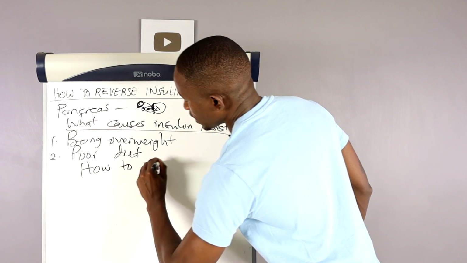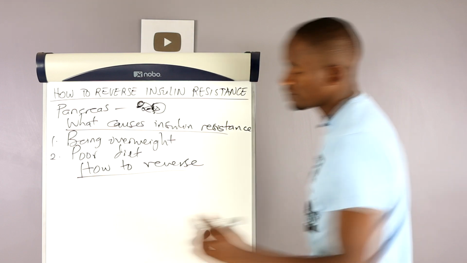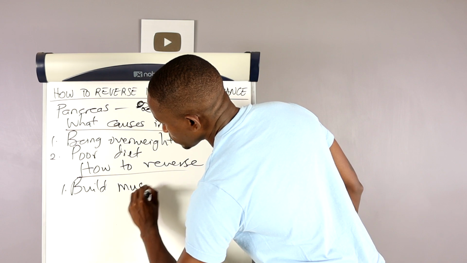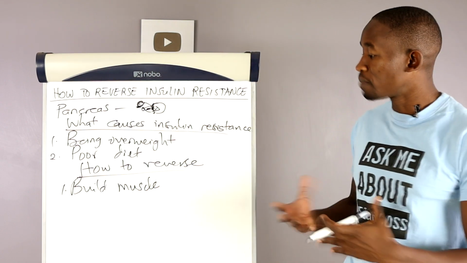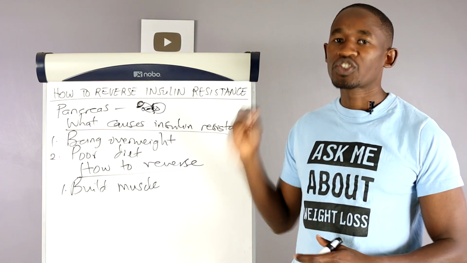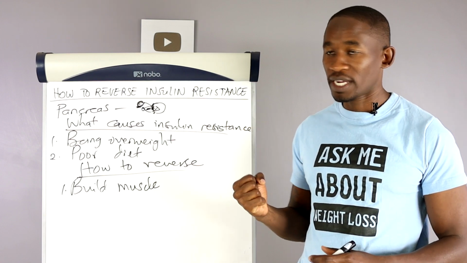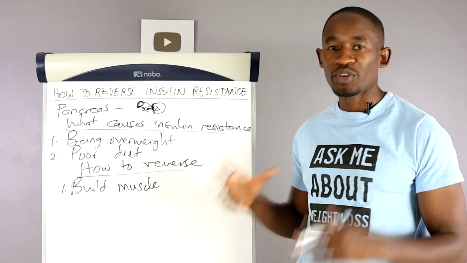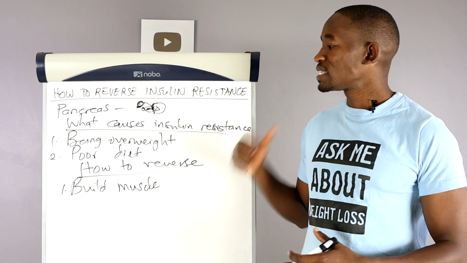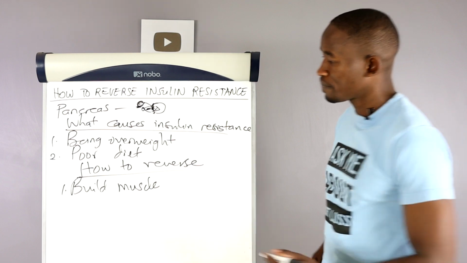How to reverse. Number one, and one of the most important things that you can ever do, is build muscle. Research shows that building muscle helps improve insulin sensitivity. So this means you do lots of strength training. You can do strength training up to 5 times a week. If you do strength training 5 times a week, whether you're doing bodyweight exercises or lifting weights, you'll be able to gain muscle mass. And this is going to improve your insulin sensitivity. So this is number one and very important.